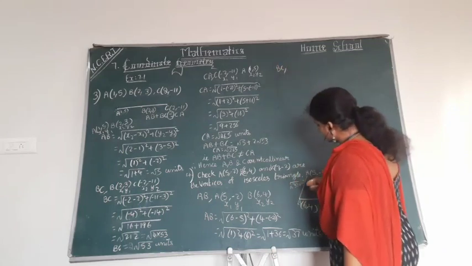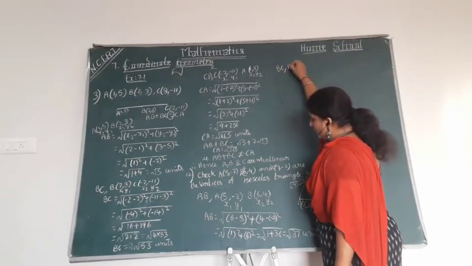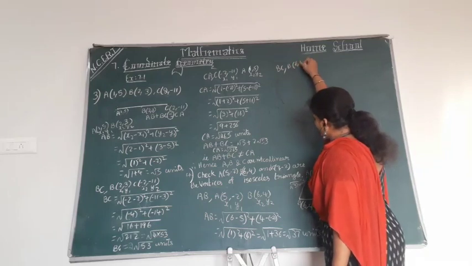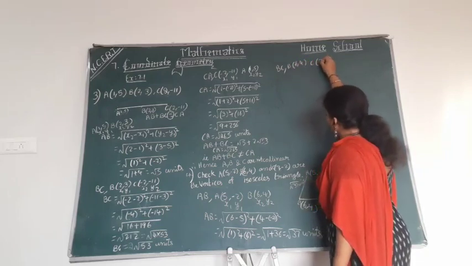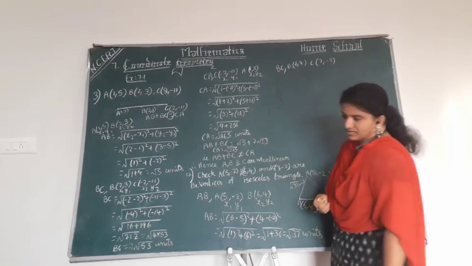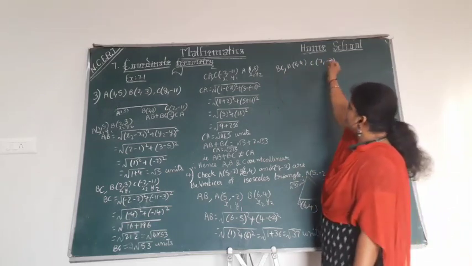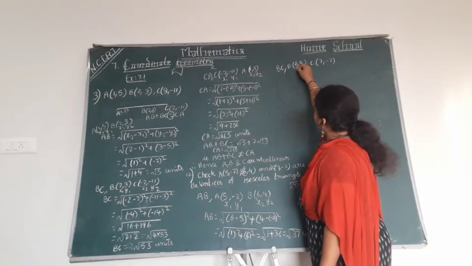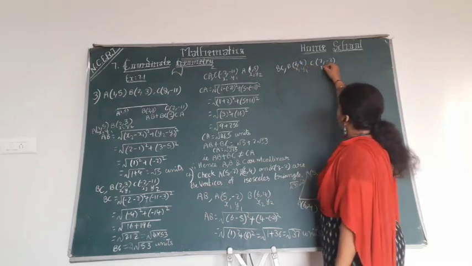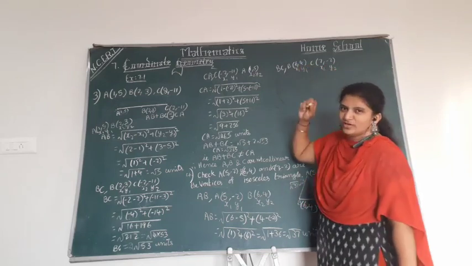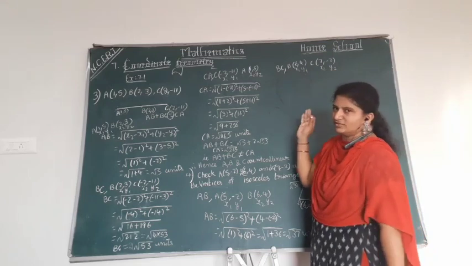B. Now let's consider BC. What is your B coordinate? 6, 4, and C coordinate 7, minus 2. So find the distance between BC. Again x1, y1, x2, y2. Same, we are repeating often.